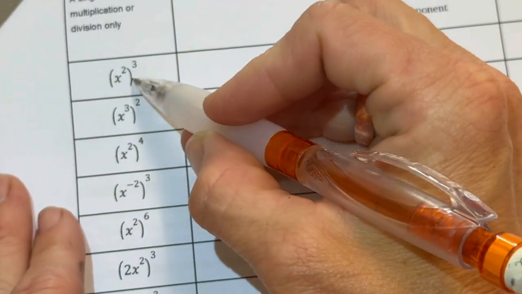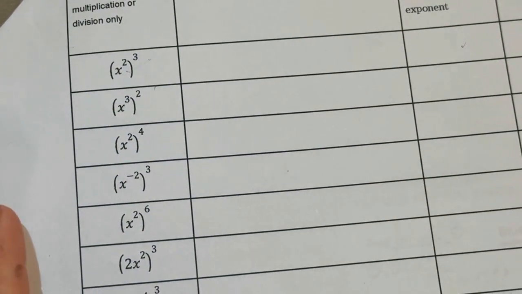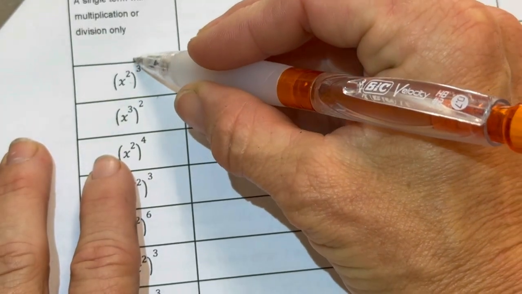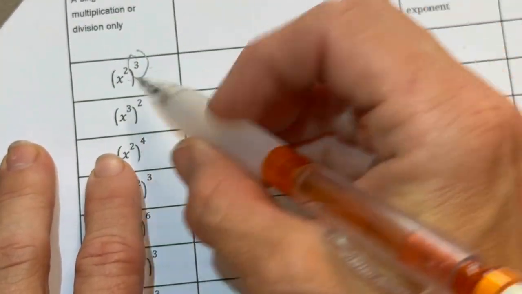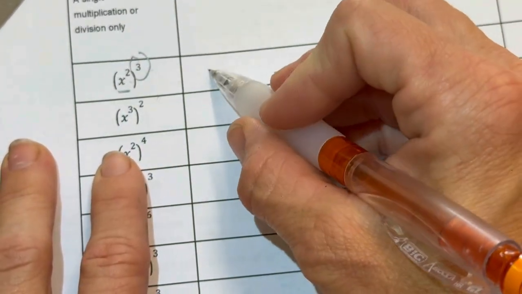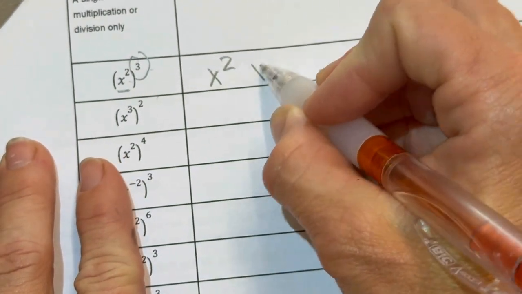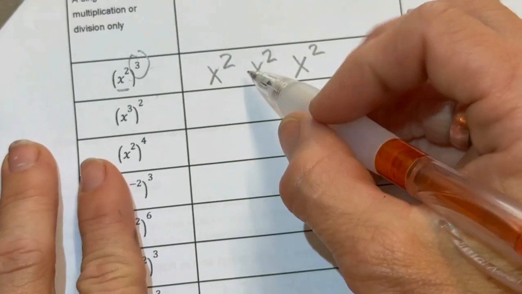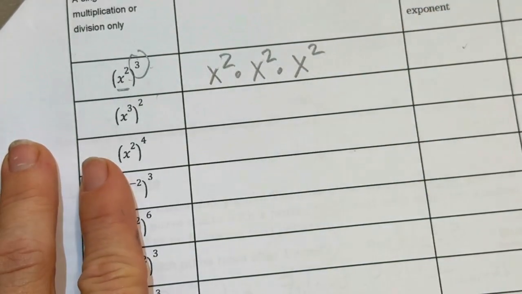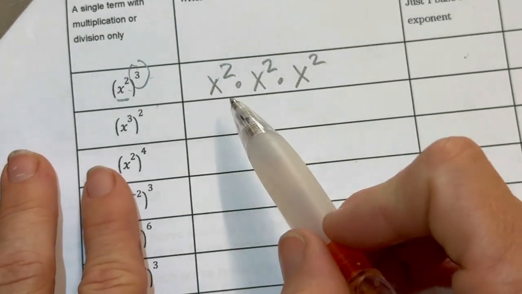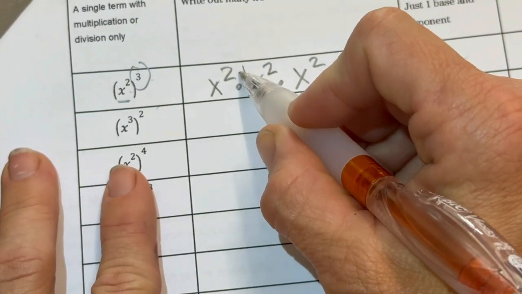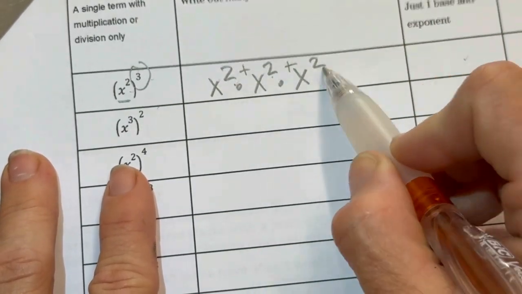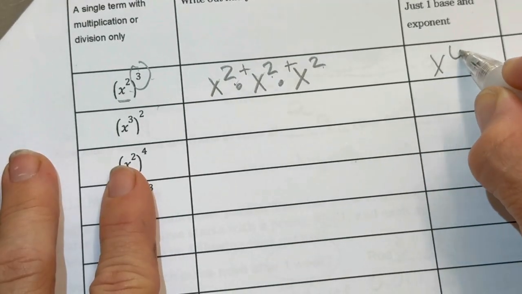So this is showing two exponents, which is different than what we've seen before. So I'm going to take this exponent on the outside, 3, and I'm going to write this one 3 times. X squared once, x squared twice, x squared a third time. Now they're multiplying, and we already learned the multiplication rule. So this becomes 2 plus 2 plus 2. 2 plus 2 is 4 plus 2. This is x to the 6th.